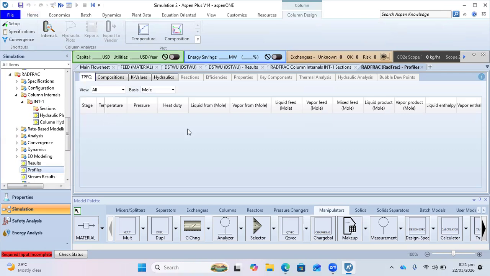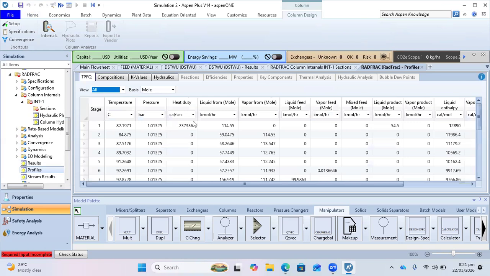Okay, so we see the profile, or we can see information about what happens at every stage. So for stage one, that's the temperature. For stage two, that's the temperature. It keeps going on like that. So the last stage, we can also get the pressure. But we kept it as a constant pressure, so we don't expect any pressure drop. You can get the heat duty, the liquid mole flow, the vapor mole flow. All these things are available to us.